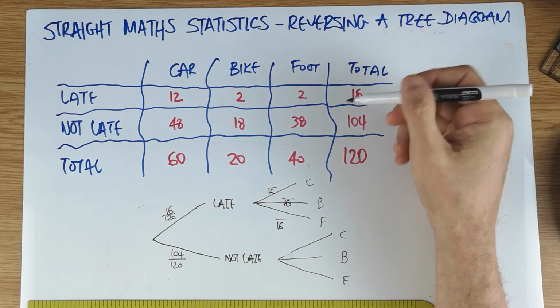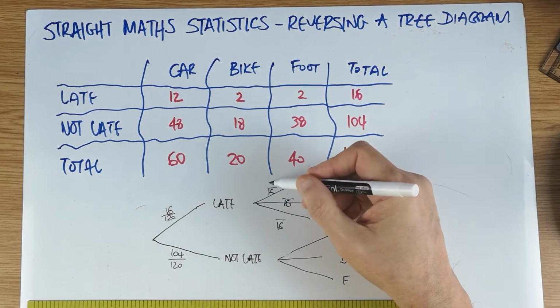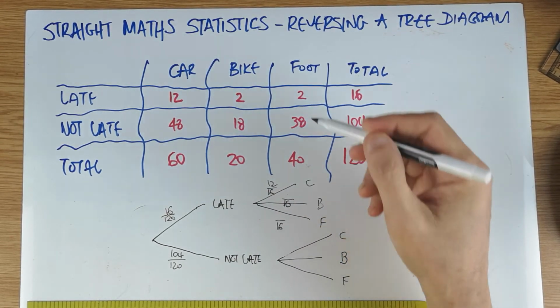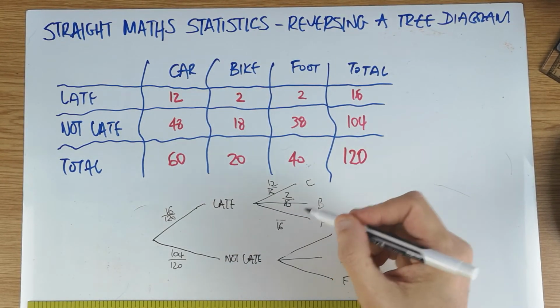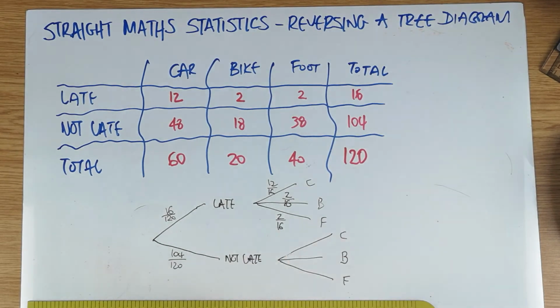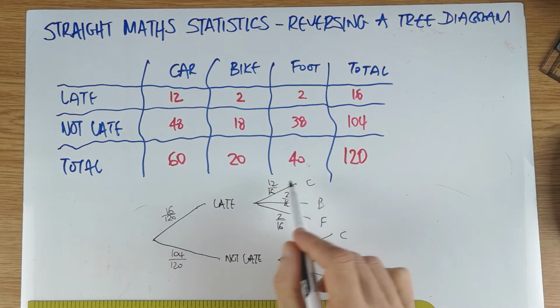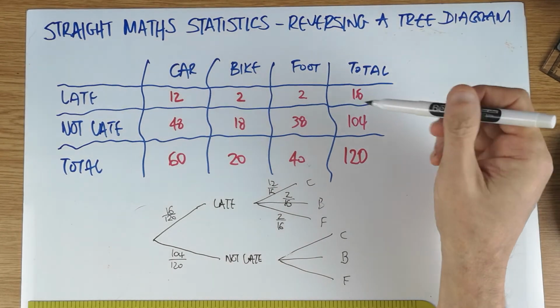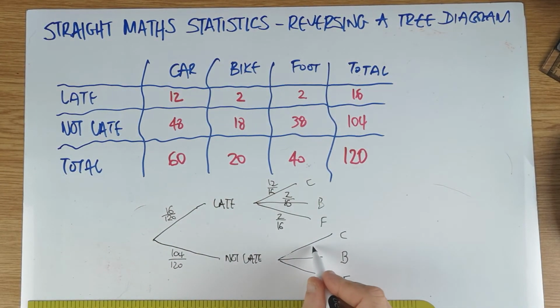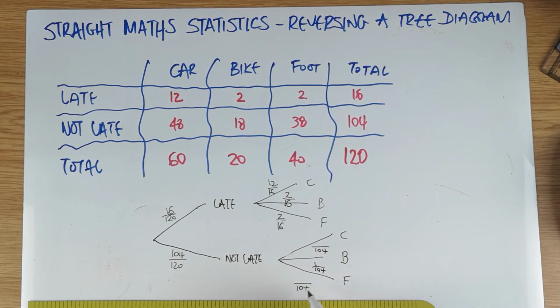The probability of being late via a car is 12/16. The probability from a bike is 2, and it's also the same on foot. So this gives us the correct information for these branches. And from the non-late, all of this now is going to be out of 104, out of 104, out of 104.